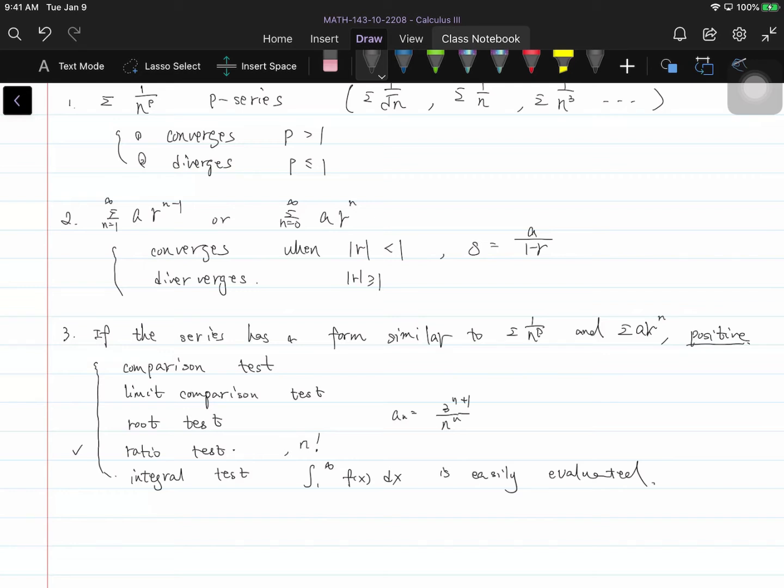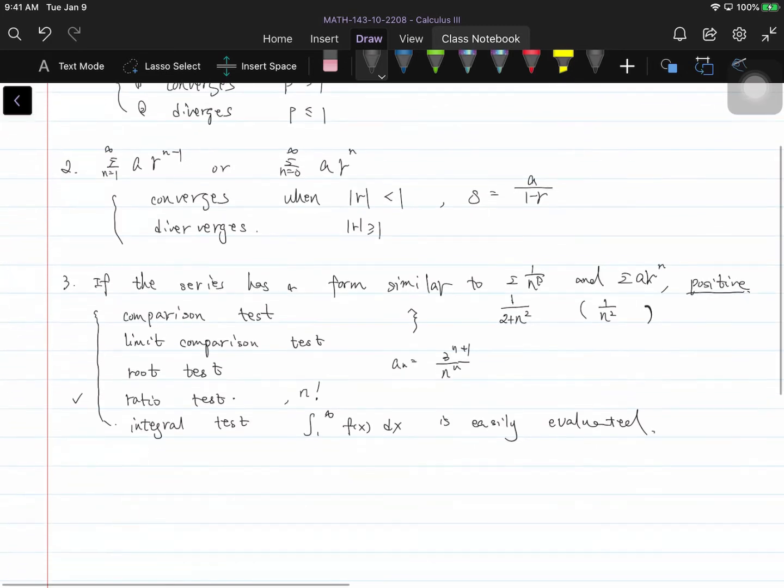The comparison test is for something like, for example, 1 over 2 plus n squared. This has a similar form to 1 over n squared. So in this case, we like to use the comparison test or limit comparison test.